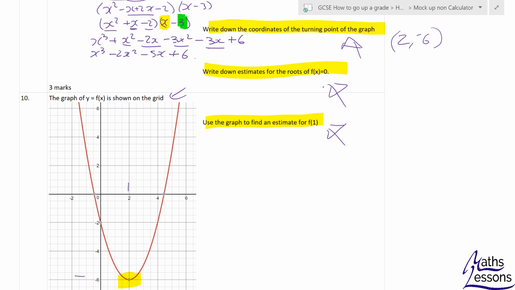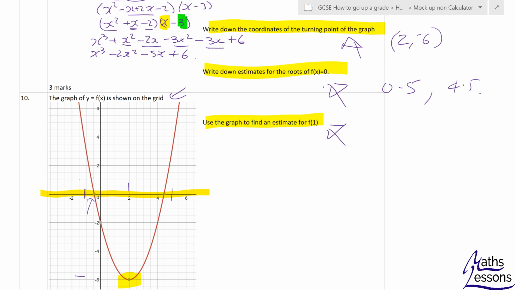Write down the estimates for the roots when f of x equals 0. F of x equals 0 all the way along here. So we've got estimates here. I've got 1, 2, 3, 4 squares across. That's going to be 1, so it's about a half there. So we can only estimate to about a half, 0.5 for that one. And this one, if that's going to be 5, that's also going to be 4.5. You can't do better than the nearest 0.5 on this graph. In the actual GCSE, you're probably going to get it to the nearest 0.1.